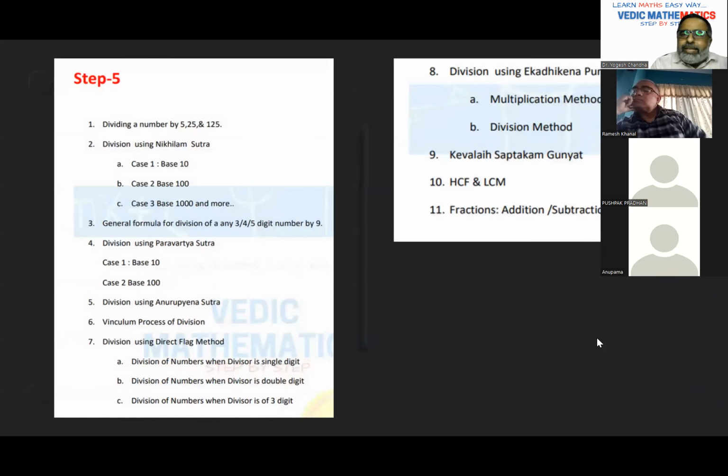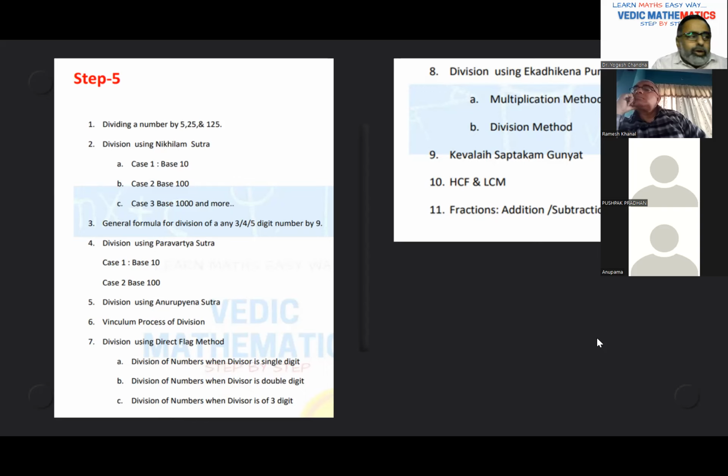Then we come across division. First is division without actually dividing, that is dividing by 5, 25, 125, like this. And then we learn 6 different techniques of Vedic mathematics division. That is, one is Nikhilam Sutra, then Parvartya Sutra, then Anurupyena Sutra, then Vinculum method, and then Ekadhikena Purvena.